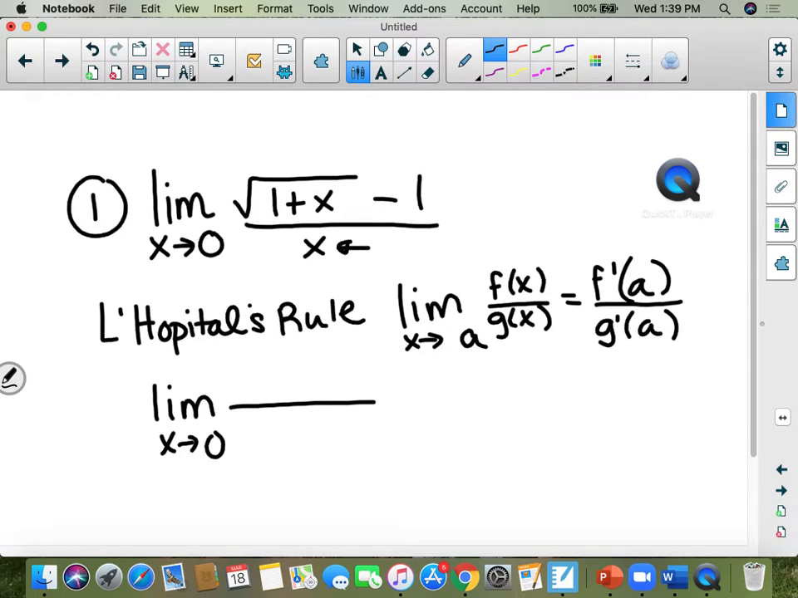So, the limit as x approaches 0. What's the derivative of x? I'm doing this one first. The derivative of x is 1. What's the derivative of the top? Well, I know that it's 1 plus x raised to the 1/2 power. I'm going to do that one.